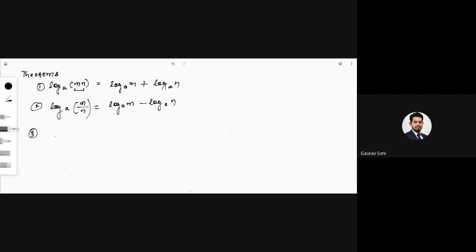The third one: log to the base a of m raised to n is equal to n log to the base a of m. So what the third property says is, if there is a power, then I can take it outside and simply multiply it. Taking a power is quite difficult compared to simply multiplying. So that is what log is doing. Log is simplifying everything for you.